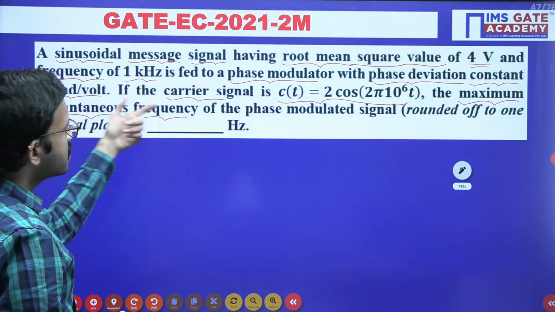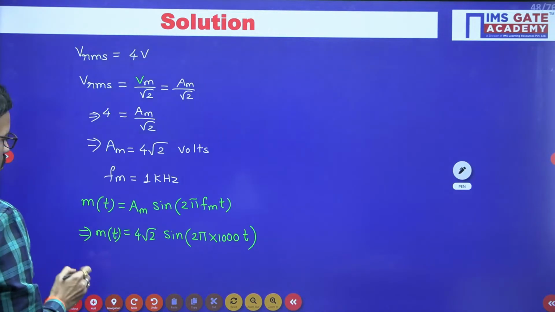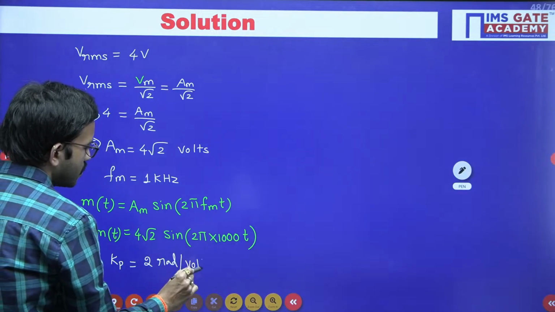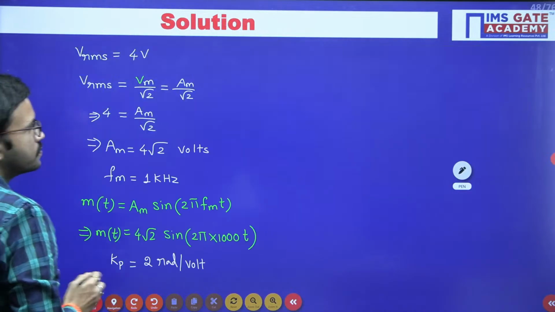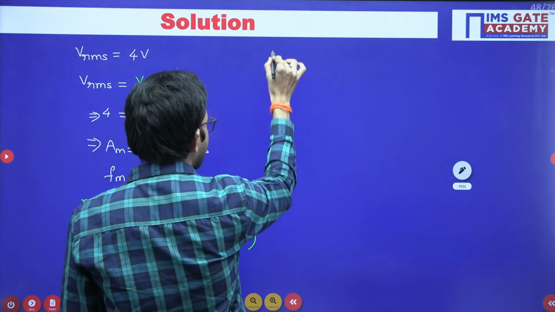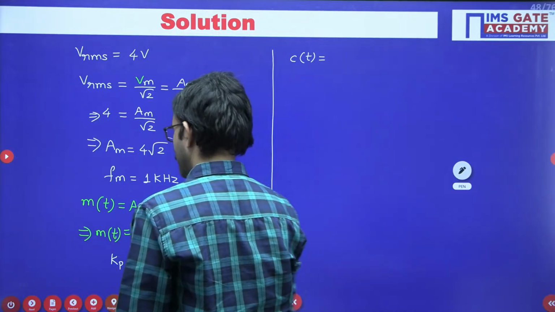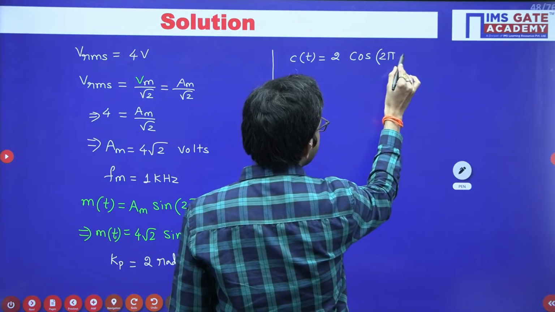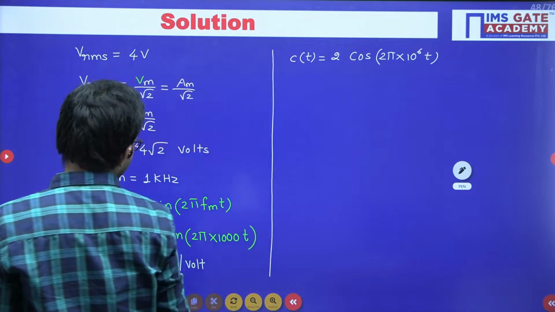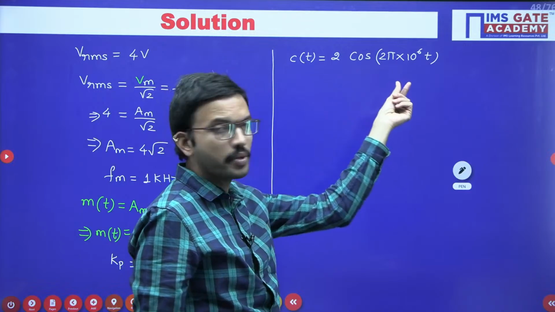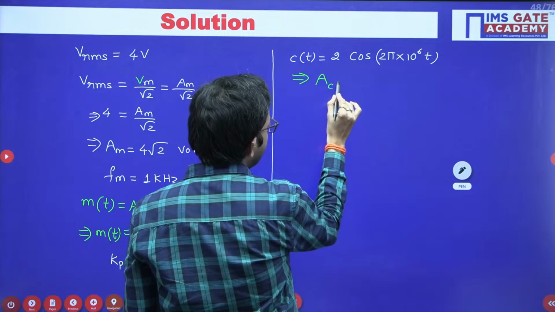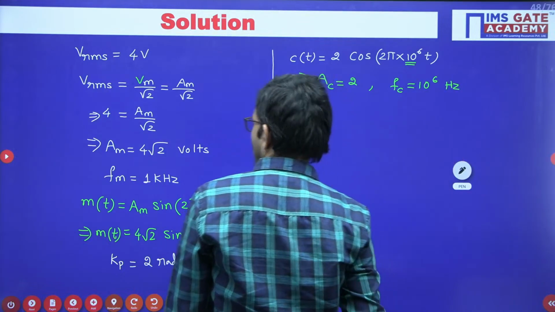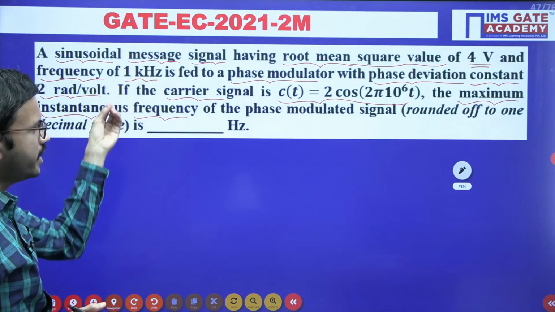And here they have mentioned the phase deviation constant, Kp, which is nothing but 2 radian per volt. And they have given the carrier signal c of t equal to 2 cos 2 pi into 10 power 6 t. Just like your message signal Am sin 2 pi fm t, similarly here you have Ac cos 2 pi fc t. So the peak amplitude of the carrier is 2, and the frequency of the carrier signal is 10 power 6 Hz. Up to here, whatever they have given in the question, that data we have written.